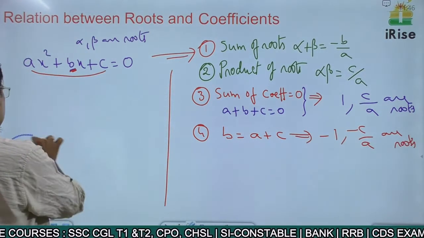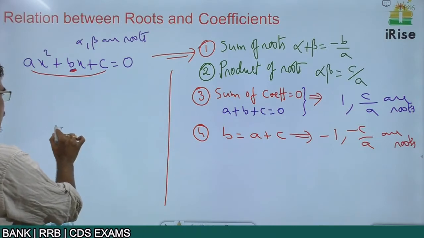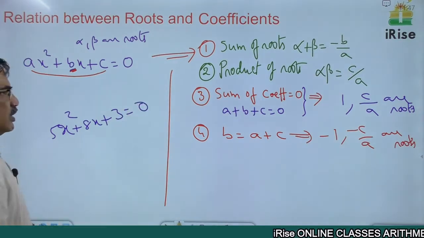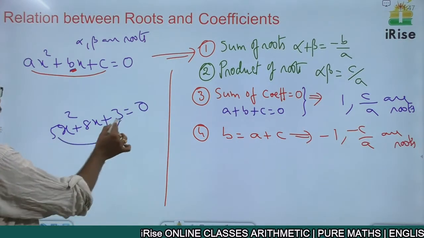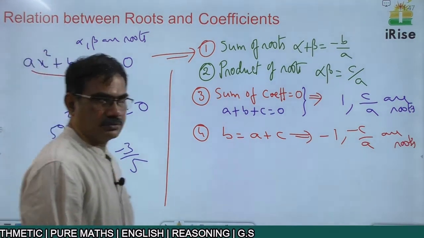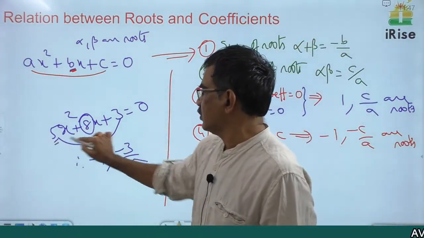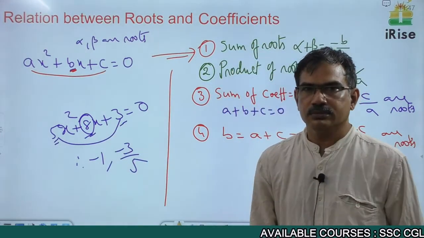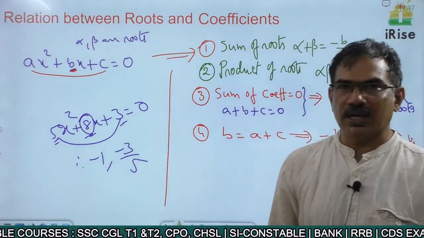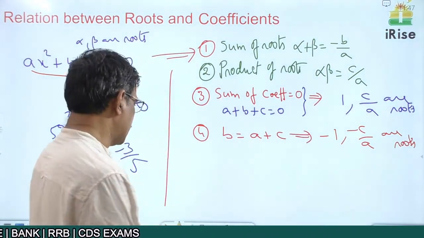Next, I want to give an example here. This is also a simple example. 5x square plus 8x plus 3 is equal to 0. Then what are the roots of this equation? Here the sum of these two is equal to this one. Therefore the answer is minus 1 comma minus 3 by 5. The roots are minus 1 comma minus 3 by 5 because the sum of these two is equal to this one. If the b is equal to a plus c condition is satisfied, then the roots are minus 1 comma minus c by a. Okay. Next, point number 5.